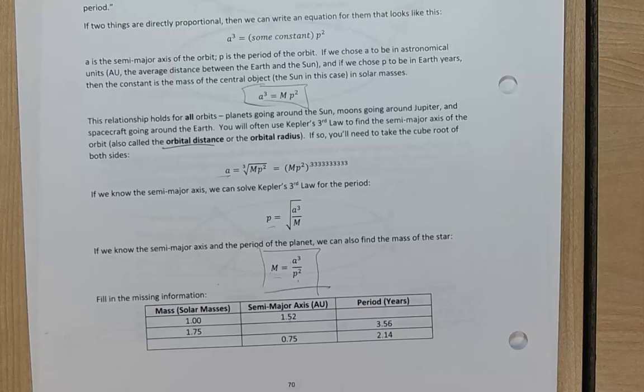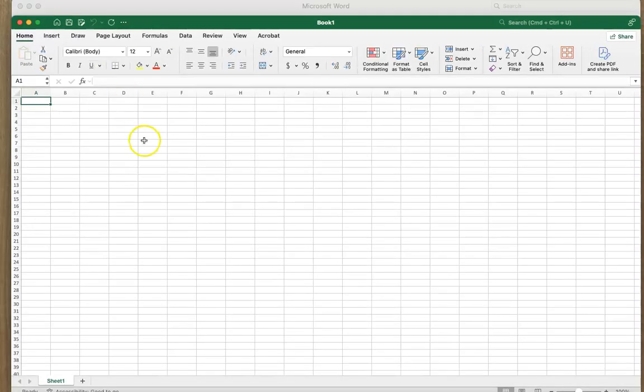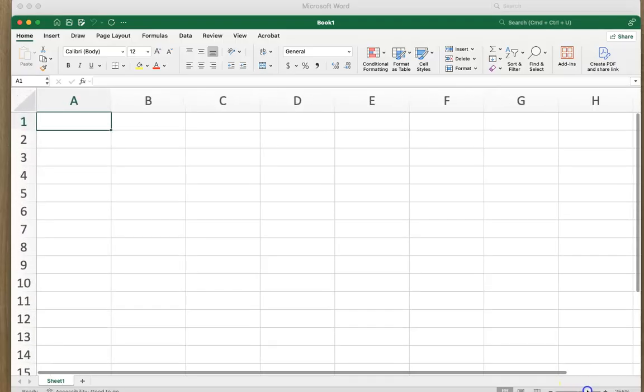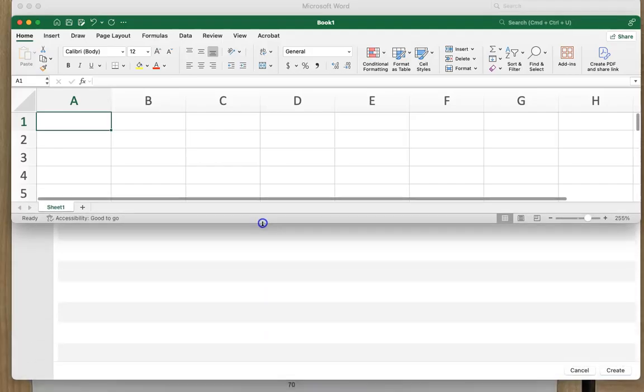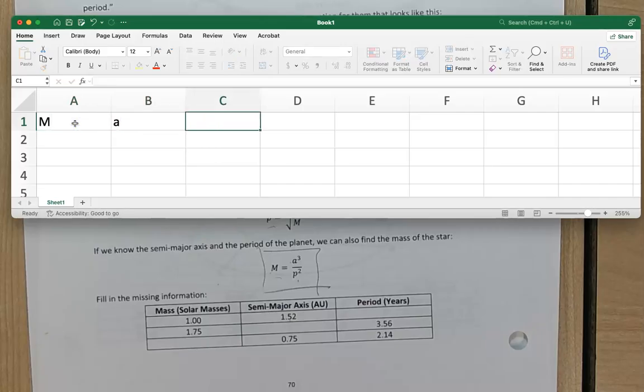So, how shall we do this then? We can lay it out the same way that we did here, right? So let's say, okay, here's the mass, here's the semi-major axis, here's the period, and if the mass is 1.00 and the semi-major axis is 1.52 astronomical units, then the period is what?